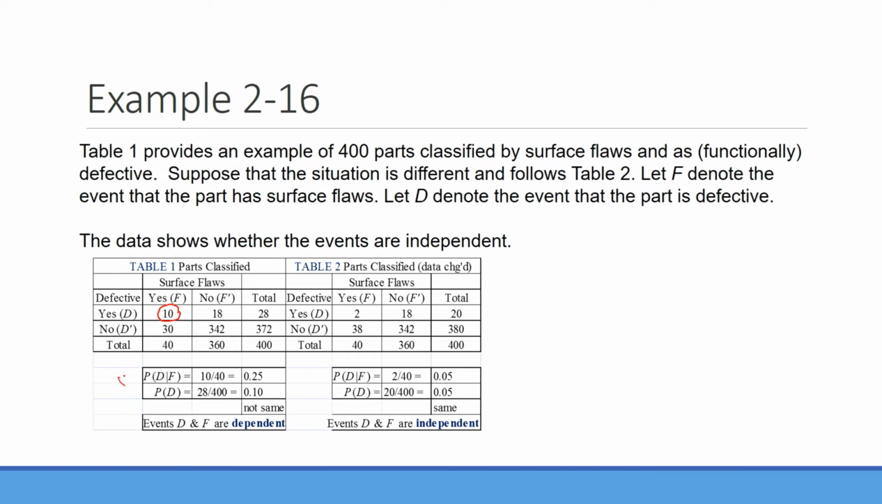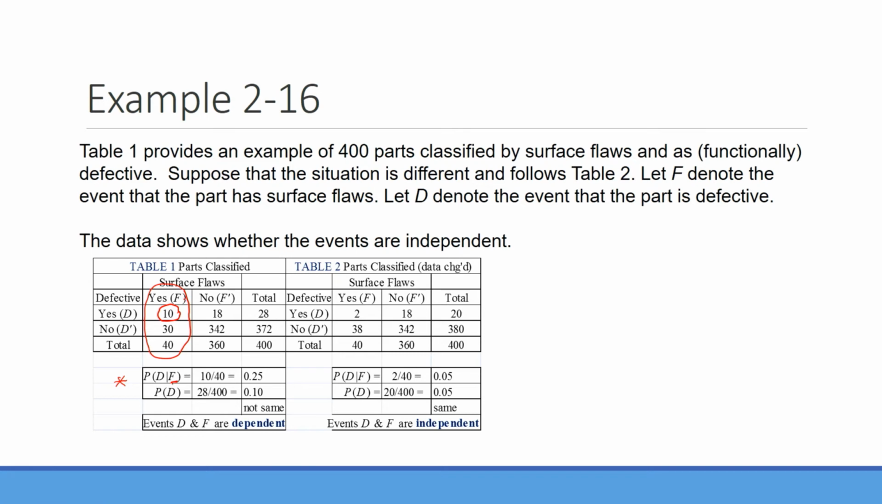So if you look down here at the probability of D given F, the probability of defective given surface flaws, what that means is because we're given the surface flaws, we're only looking at that column here. The surface flaw column. So if you encounter a problem in tabular form like this, when you want to look at a conditional probability, we are restricting our attention to just where F is actually true. So it's 10 divided by 40.